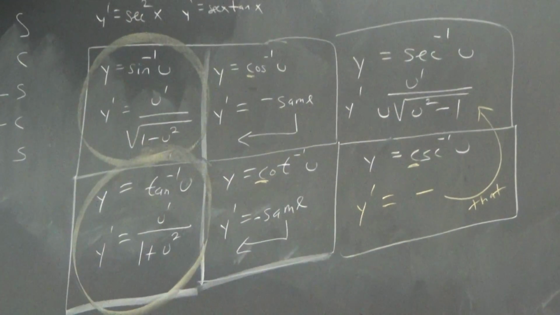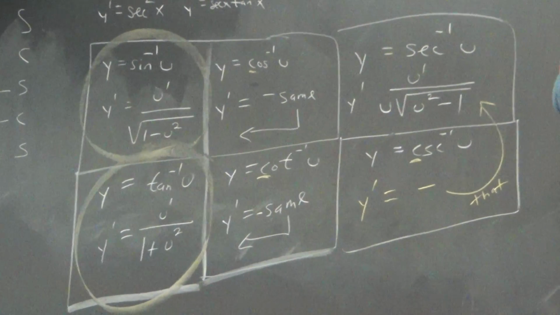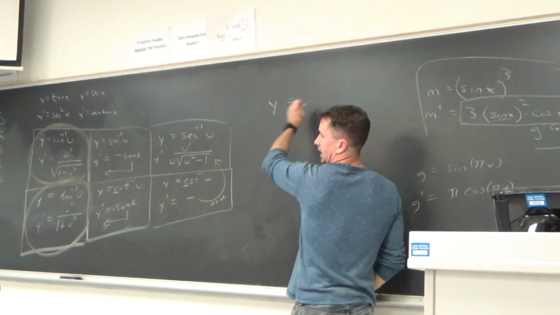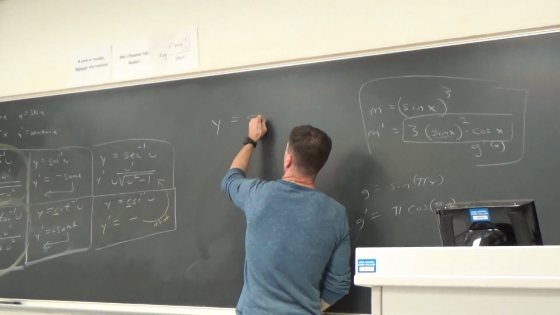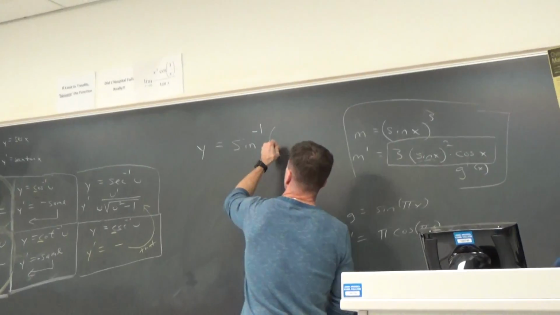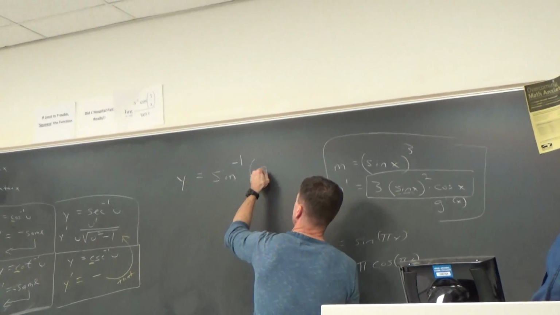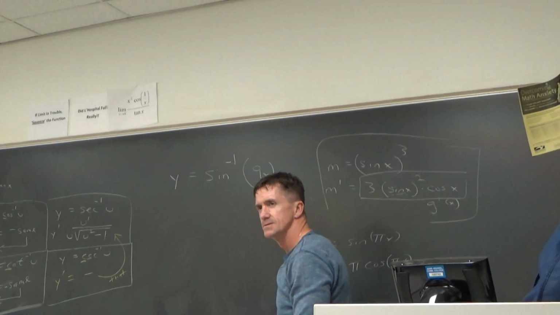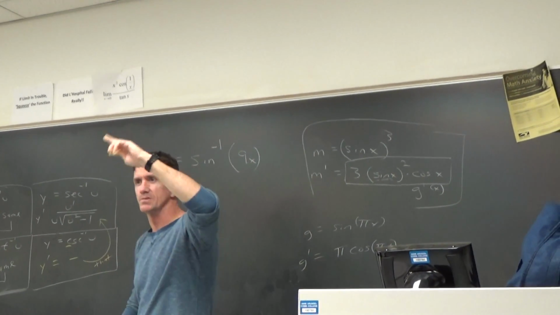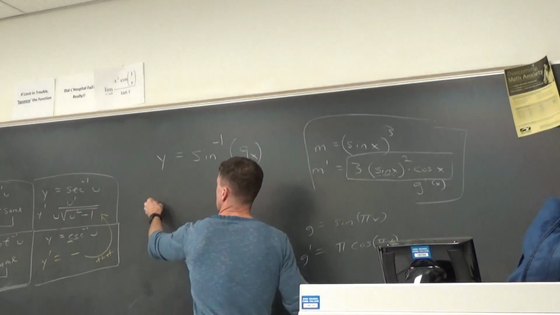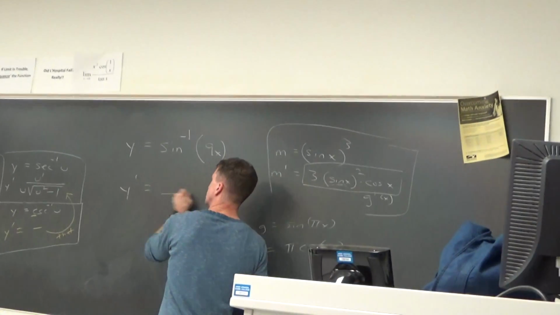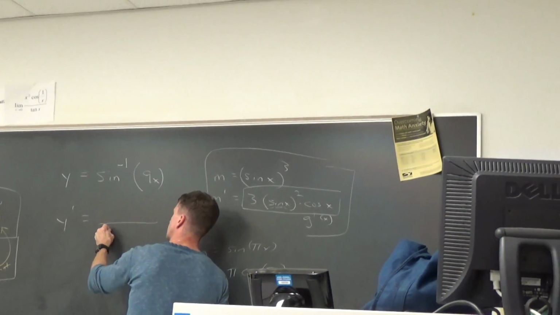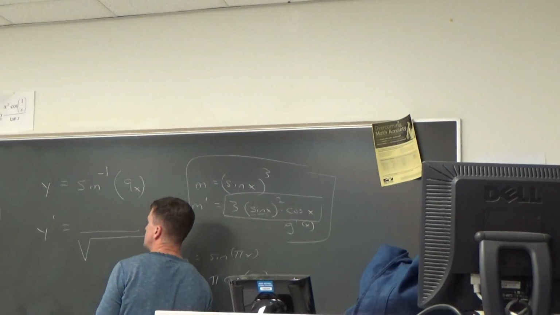Hey, let's try one where we need the chain rule. So, good luck. Now you'll get it. Ellen, can you find the derivative of inverse sine of 9x? Yep. Could you find that? You're sitting there and you're like, oh, that's the one with the square root. It's not negative, it's positive, right? So it should be 9 over the square root of 1 minus 9x squared.